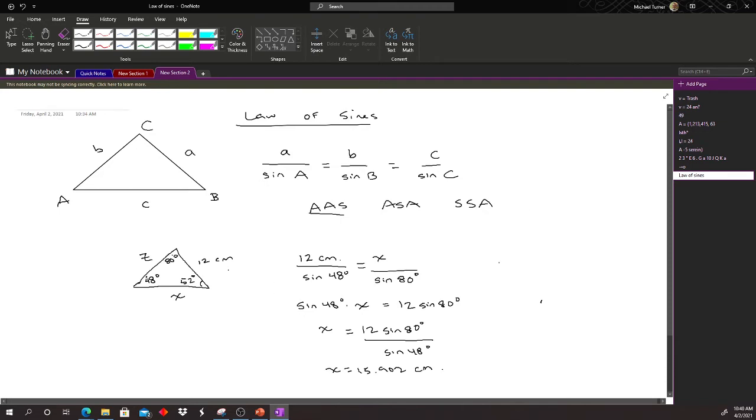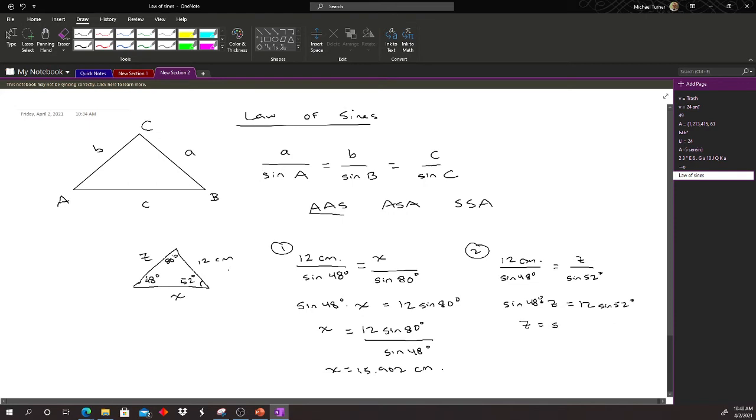Now we can set up a proportion. So we can use 12 and 48 again, 12 centimeters divided by the sine of 48 degrees. That is equal to the side we're trying to solve for now, z, over the sine of 52 degrees. Just like we did in the first example, we're going to cross multiply first, so we get sine of 48 degrees times z is equal to 12 times the sine of 52 degrees.